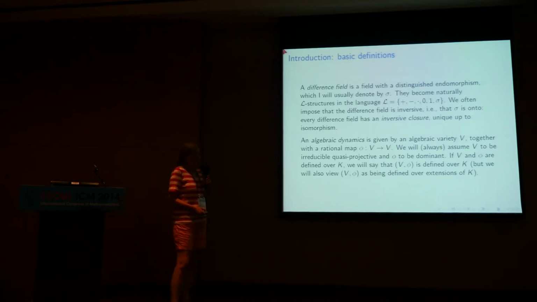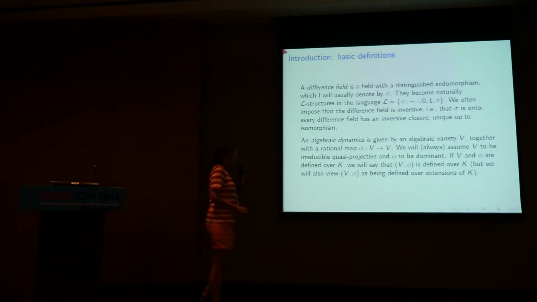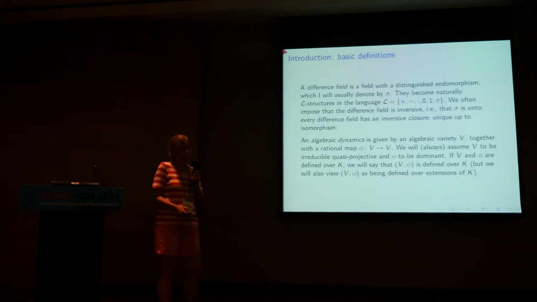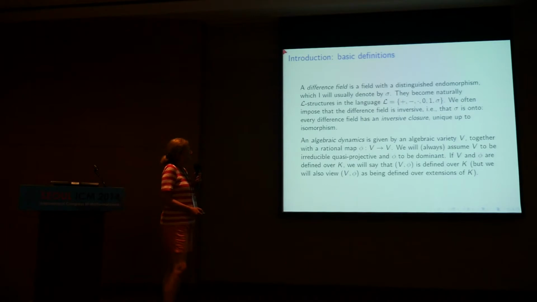Sometimes the endomorphism is surjective, in which case the field is called an inversive difference field. And every difference field has a unique, up to isomorphism, inversive difference closure. Okay, so that's one definition.